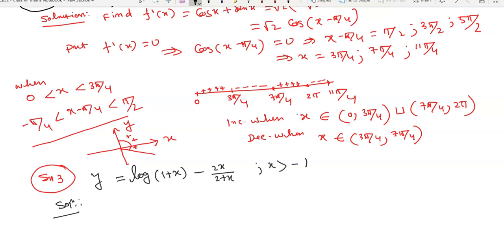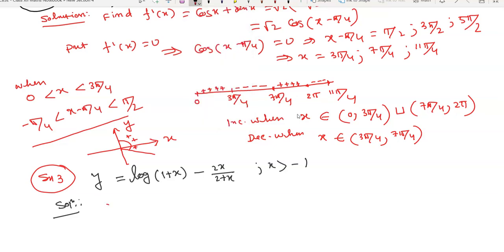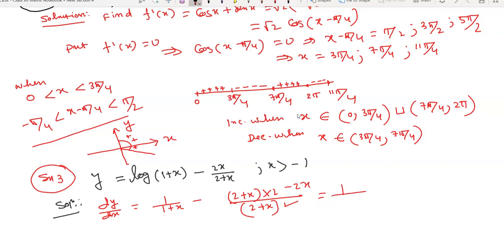When you are going to solve this, you know the first step, what to do. You take dy by dx only. All of you can find it. Dy by dx is going to be 1 by 1 plus x minus 1 by 2 plus x whole square into 2 plus x into 2 minus 2x. This thing will give us 1 by 1 plus x, then 4 by 2 plus x whole square. But there is a minus sign.